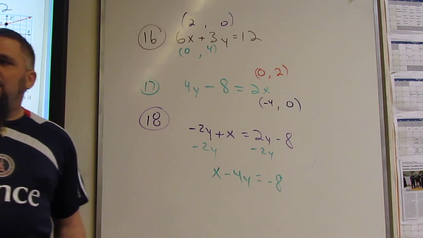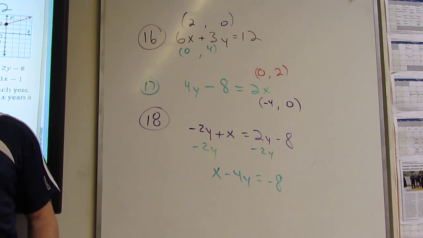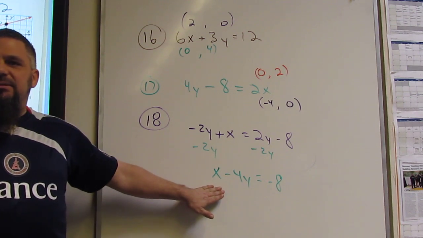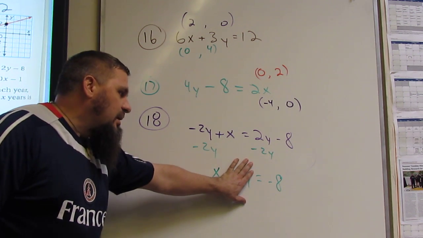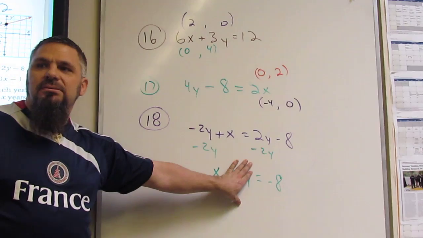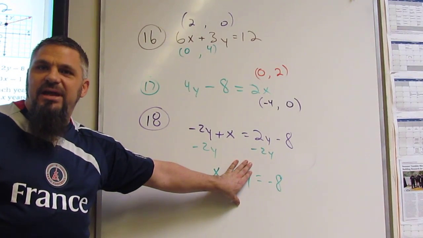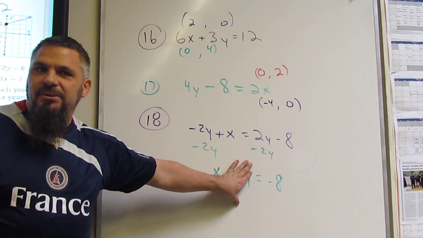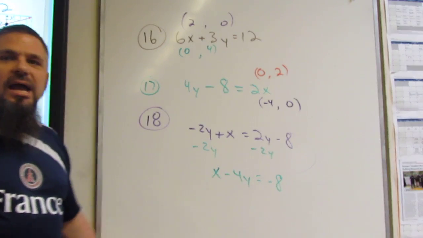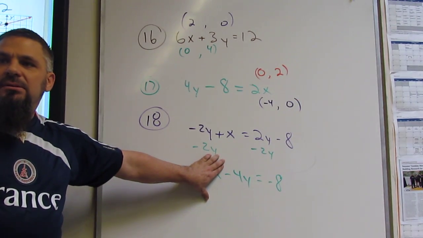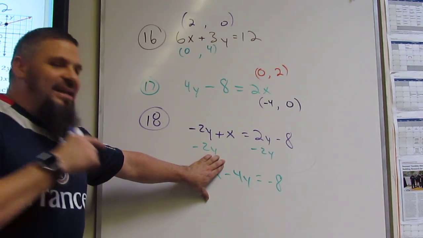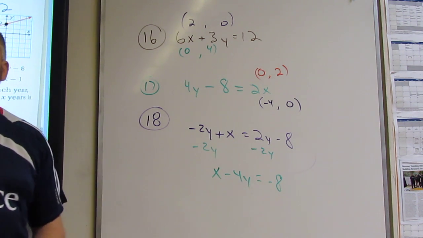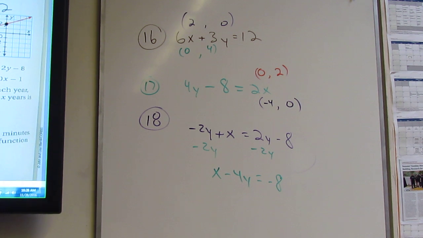Again, if I want to solve this, I cover up the x or the y. If I want to know what x is, I cover up the y. What does the x tell me? It equals negative 8. It's that simple. If I want to know the y, I cover up the x. Negative 4 times what is negative 8? 2. Okay? This is not hard.